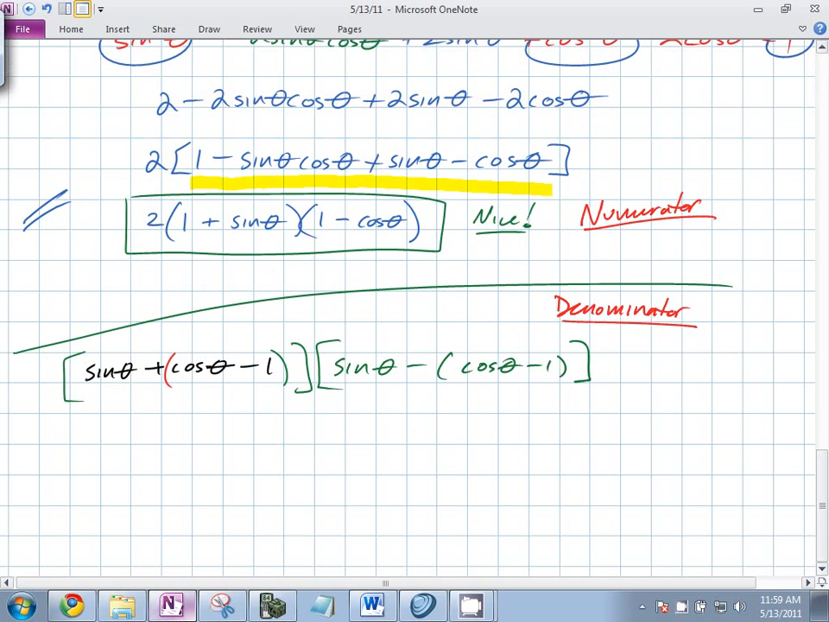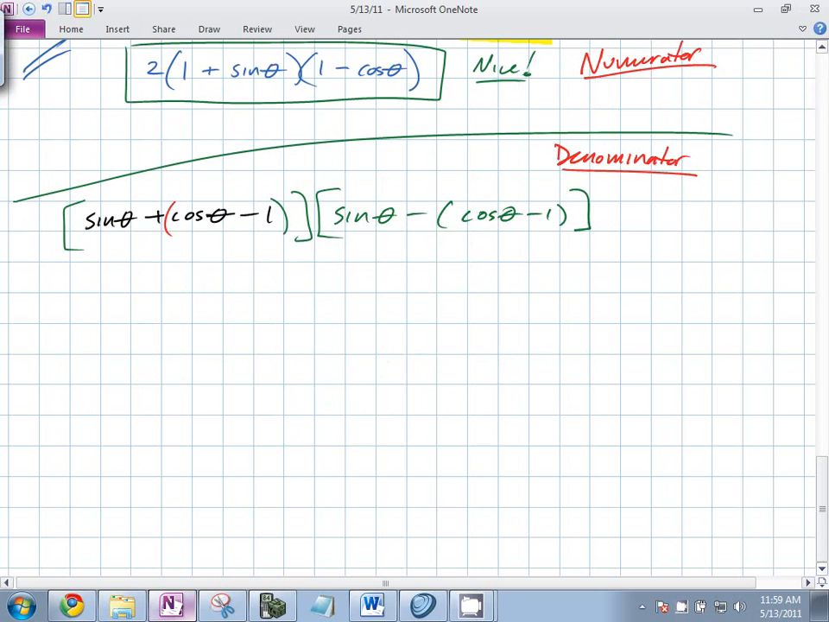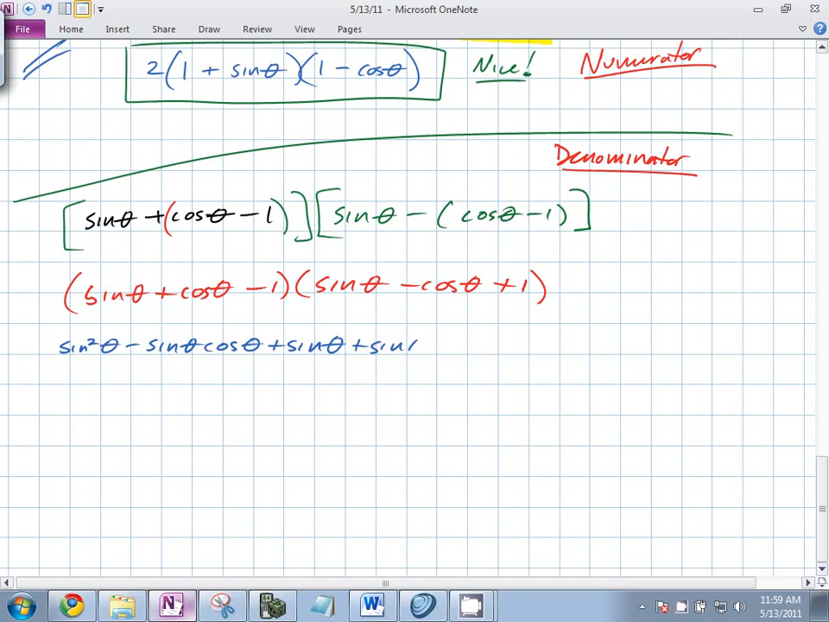What did we clean up first when we did this one? The parentheses, yeah. So we did sine theta plus cosine theta minus 1, sine theta minus cosine theta plus 1. Again, how many terms are we going to end up with when we multiply this out? 9 of them. So we end up with sine squared theta minus sine theta cosine theta plus sine theta cosine theta. Plus cosine theta. That's 6 terms, right? And what's the last one going to be? Minus sine theta plus cosine theta minus 1.